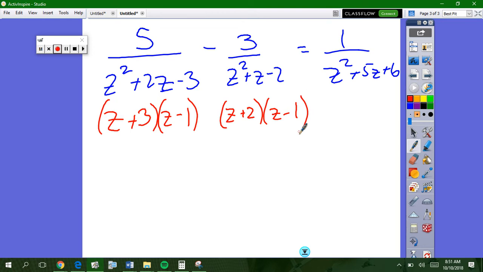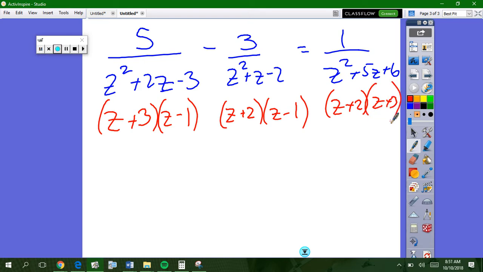That's a z squared plus z minus 2, so that's a z plus 2. Yes. I thought they were looking good. Factors of 6 that get me to 5: z plus 2, z plus 3.